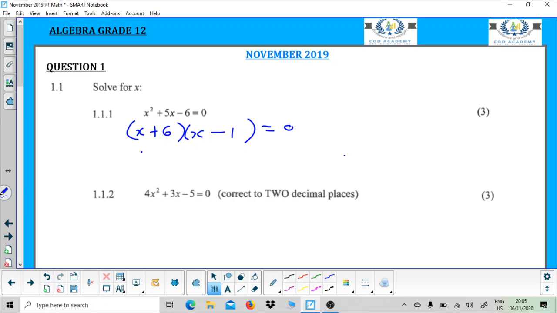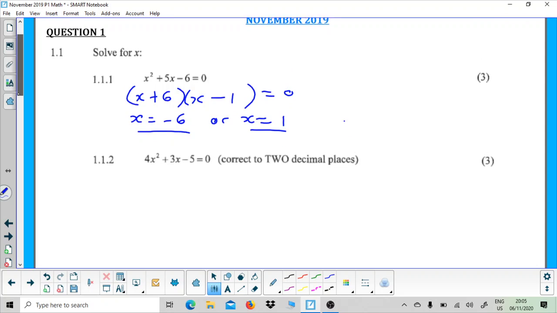Like that, and then you will realize that your x is equal to either -6 or your x is equal to 1. That's how you handle an equation such as that. I doubt I have to explain anything on that one.